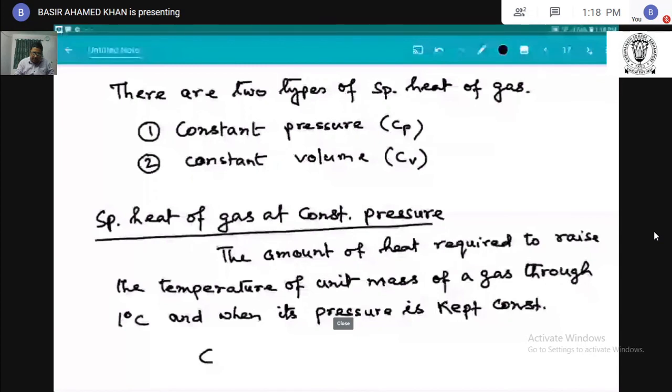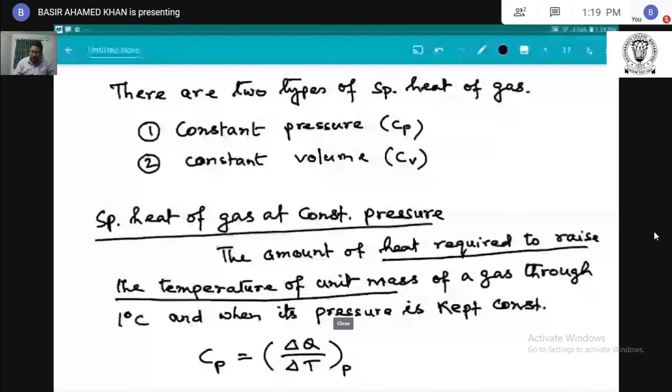That means Cp equals delta Q divided by delta T at constant pressure. This is called specific heat of gas at constant pressure. That means heat required to raise the temperature of unit mass of a gas through 1 degree, when its pressure is kept constant.